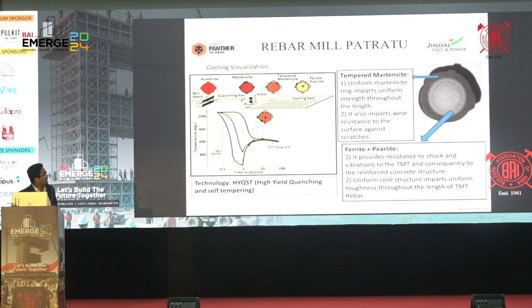The surface will be a hard phase, tempered martensite, and the core is the soft phase, ferrite plus pearlite. If any sudden load comes, this hard phase will take the load and distribute it into the core phase. If the ring is not circular, if any load comes, it will easily crack. To maintain this circular phase, the technology is HYQST, high yield quench and self tempering.